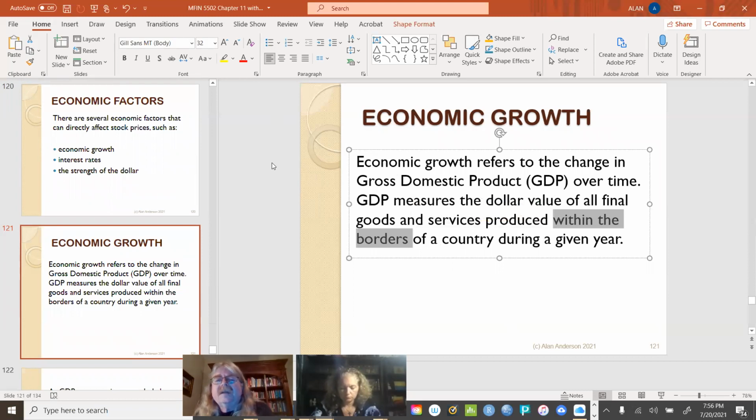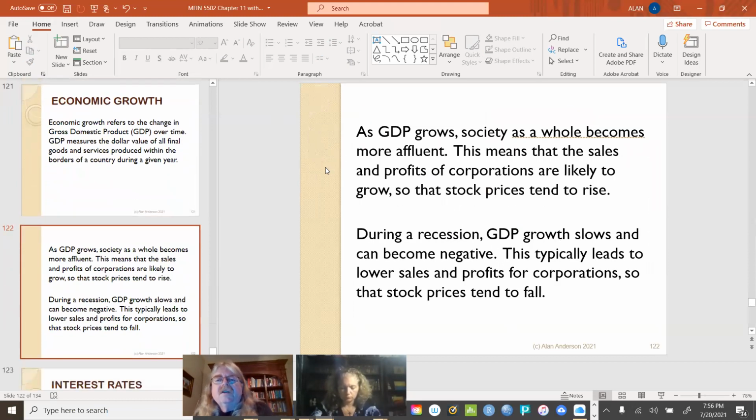I mean, the larger the economy, the harder it is to grow fast. So while we have the most total output, the growth rate is typically higher in countries like China and India. So as GDP grows, society as a whole becomes more affluent and they can afford to buy more goodies. And so corporate sales will grow and stock prices will likely rise. You know how it is. The more money you have, the more things you want. Okay. Now, of course, during a recession, the opposite happens. GDP growth slows, it becomes negative, and people buy fewer products, and profits tend to fall.